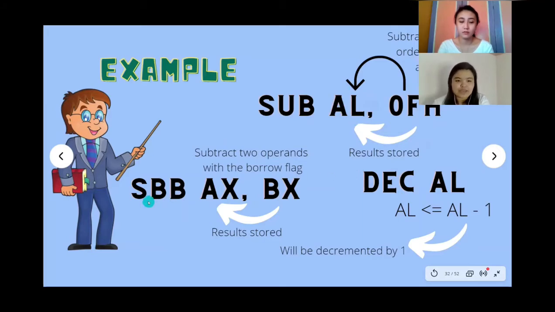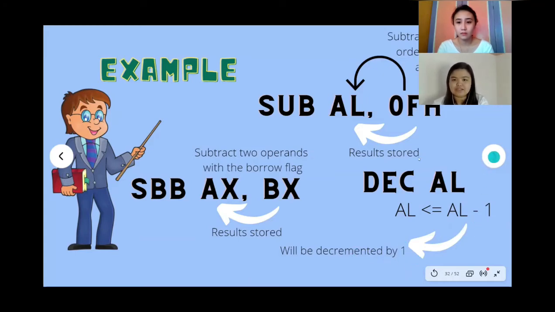So here, we have SBB. So I have 2 operands with borrow flag. So all we have to do is subtract each other, and then together with the borrow flag, and then the result will be stored in the AX, wherein it is the destination. Then I have here DEC AL. So AL will be decremented by 1.